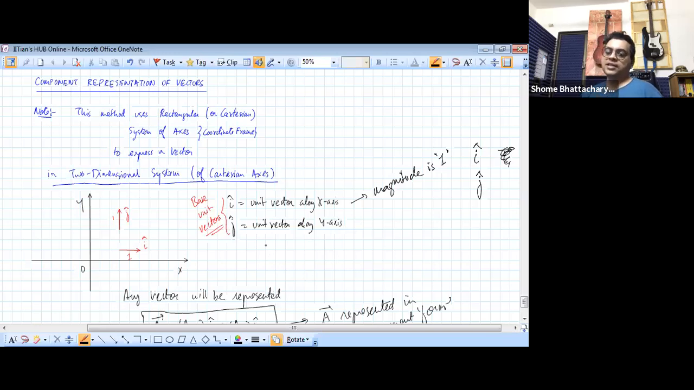So that's the first aspect of the component system: we define unit vectors according to our coordinate frame. If it's a two-dimensional coordinate frame, we define two specific unit vectors given the special names i cap and j cap, and they become the unit vectors along the x-axis and the y-axis respectively.